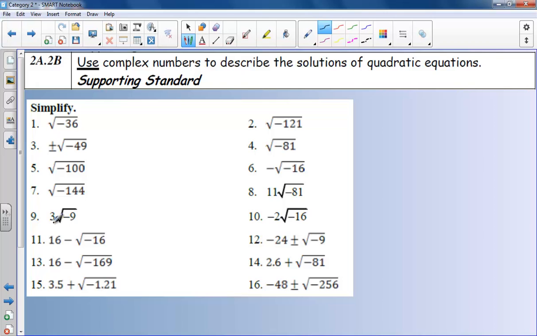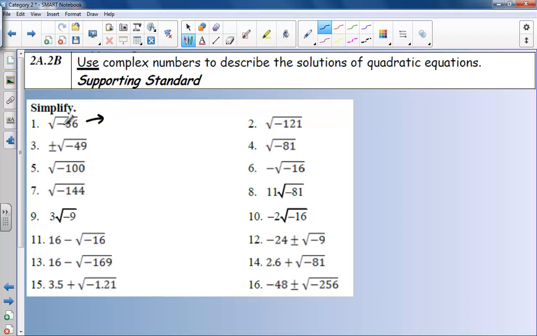Okay, next, this is also a supporting standard: use complex numbers to describe solutions of quadratic equations. So we're going to go through and just look at simplifying complex numbers. Some of us are still having a hard time with this. These are all really simple ones because they are perfect squares.